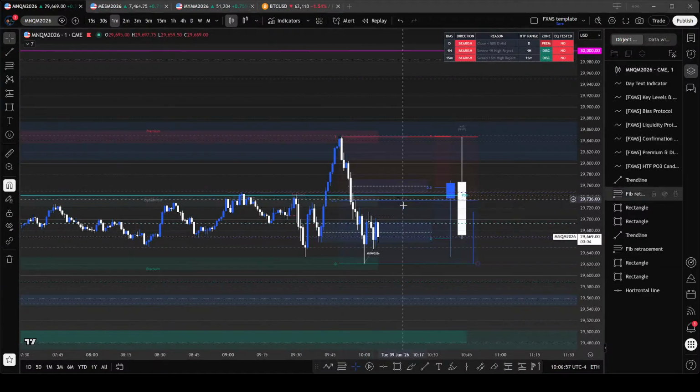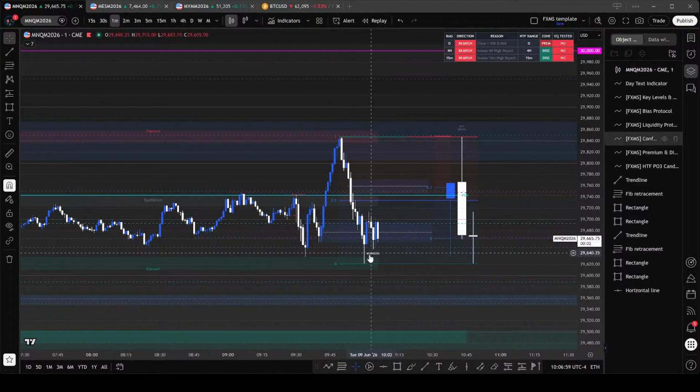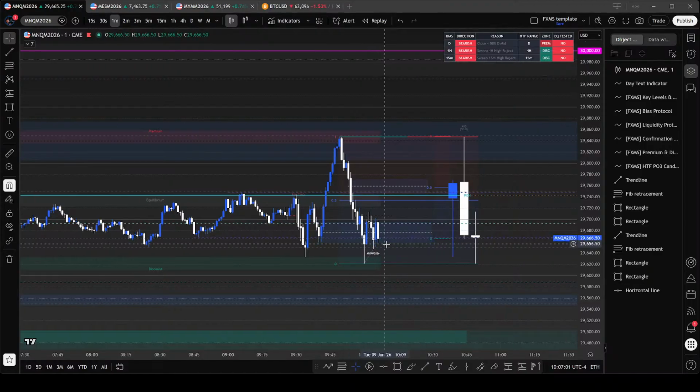If we're going to go a little bit higher here, we do have a little divergence. I don't know if that's really going to help, but it could mean that we're more bearish than bullish, and that NQ is just lagging, hasn't really gone down yet, right?